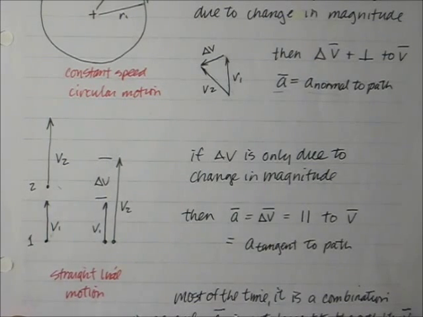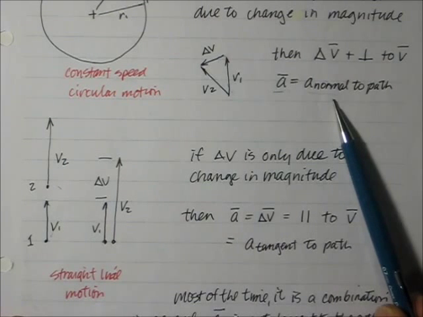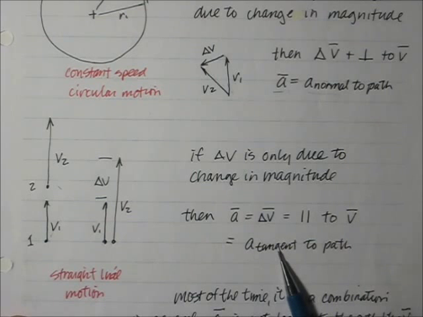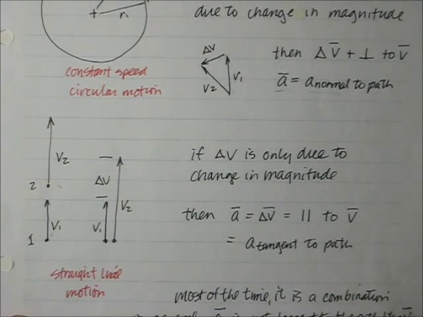So we have two components of acceleration then. We have a normal component of acceleration due to change in direction, and we have a tangent component due to change in magnitude. And that will always be our case with acceleration. There will be two components to acceleration, one normal to the path due to change in direction, and one tangent to the path due to change in magnitude.